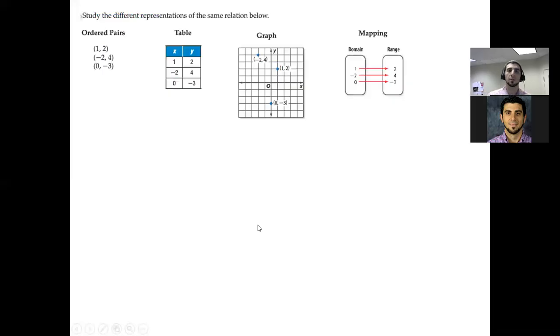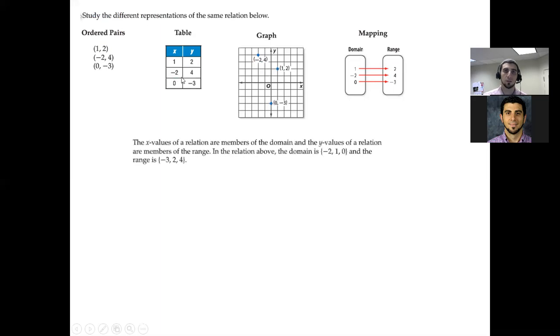So let's study the different representations of the same table below. So you have ordered pairs here, and you have a table here. Graphically, you can put these points on here like (1, 2). You start at the origin, move to the right 1, up 2. For (-2, 4), you start at the origin again, move to the left 2, up 4. In (0, 3), you move left or right 0 units, so you stay there, and then a -3 means you move down 3. In a mapping diagram, 1 maps with 2, -2 maps with 4, and 0 maps with -3.